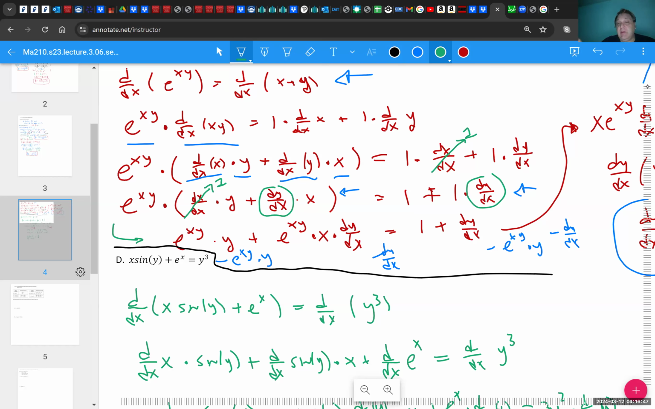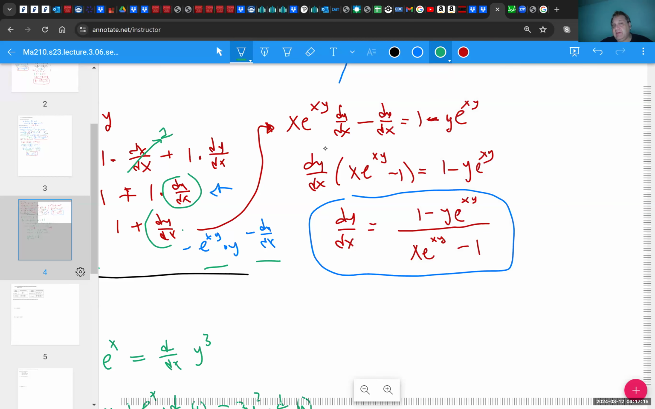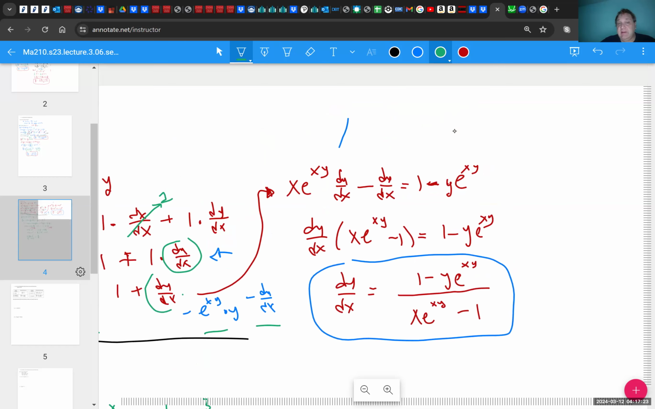I do need to get all my dy dx's on one side. So this dy dx, I'm going to subtract from both sides just so I can get all the dy dx's to that left-hand side. And this first thing, e to the xy times y, has no dy dx's in it. So I subtracted that to the right-hand side. So I subtracted by this e to the xy times y on both sides, and I subtracted by dy dx on both sides. So going over to this next column, that gives me on the left-hand side my x e to the xy dy dx minus the 1 times dy dx. And the right-hand side, I had the 1, and then I minus this y times e to the xy.